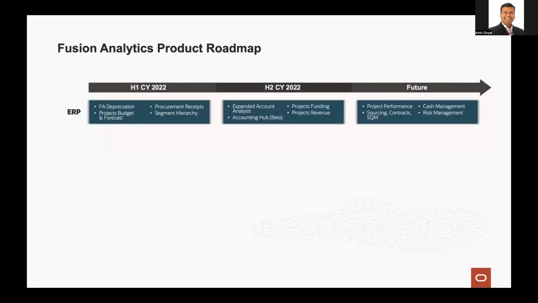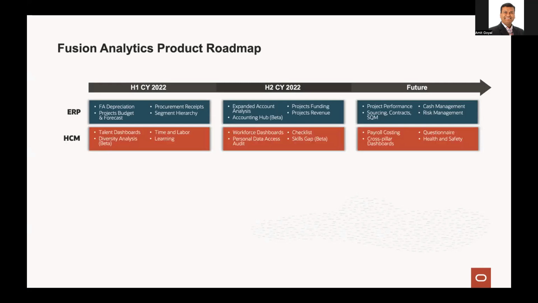First one, I'll talk about the ERP Analytics. ERP Analytics has been around. We have been offering that for a few years. And we continue to expand the coverage in financial analytics. In financial analysis, we are adding fixed assets, which is the major analysis going in the first half. You can see depreciation modeling by category. We're expanding into projects and procurement analysis. For projects, you can see budgets and forecasting coming in the first half of the year, followed by funding and revenue. And then, in the next calendar year, we'll continue to look at things like cash management, risk management.